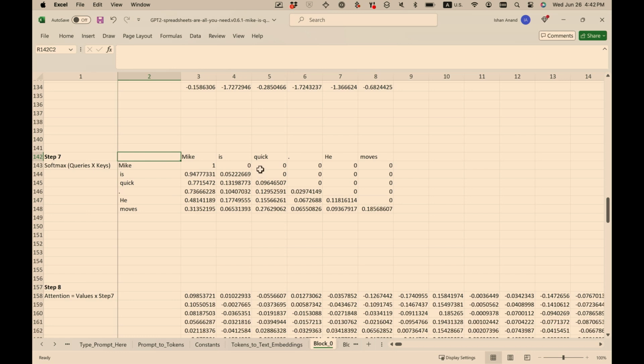And you'll notice that there's a bunch of zeros up at the top right. And that's because no token is allowed to look forward. They can only look backwards in time. And you'll see here that Mike is looking at Mike 100% of the time. Higher values mean more attention. These are all normalized to 1. Here is the word he, or the token he, I should say. And you'll notice 0.48, so about half of its attention is focused on the antecedent of its pronoun.